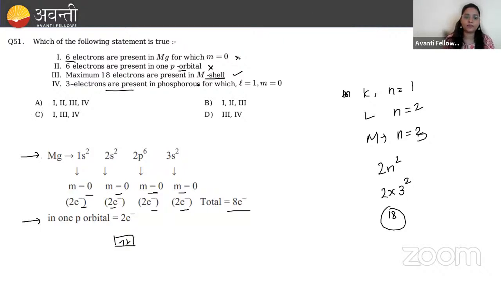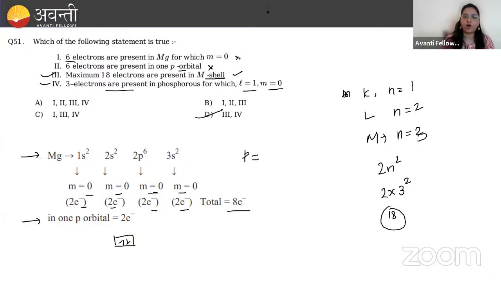So when you draw the electronic configuration for phosphorus, you can observe that for phosphorus, L is equal to 1 and M is equal to 0. In this orbit, 3 electrons are present. So that's why here 2 statements are correct. So our answer will be what? Option D, 3 and 4. Any doubts in this?